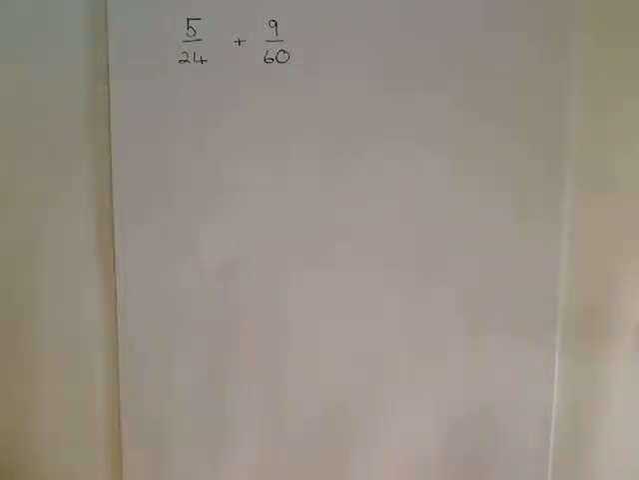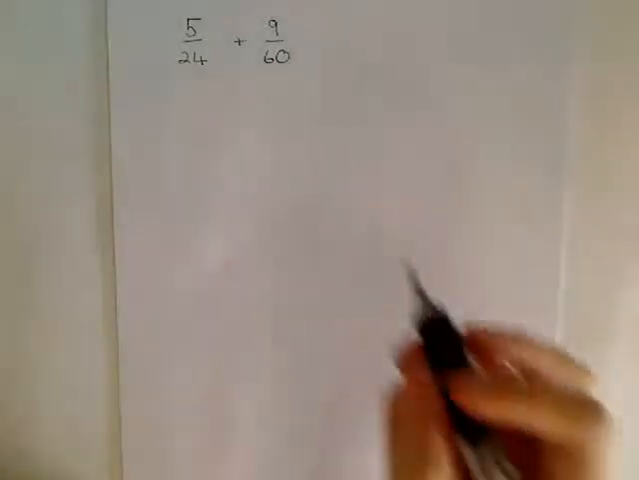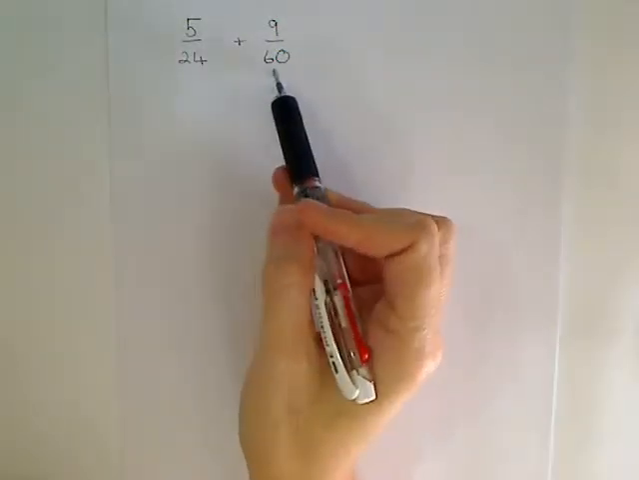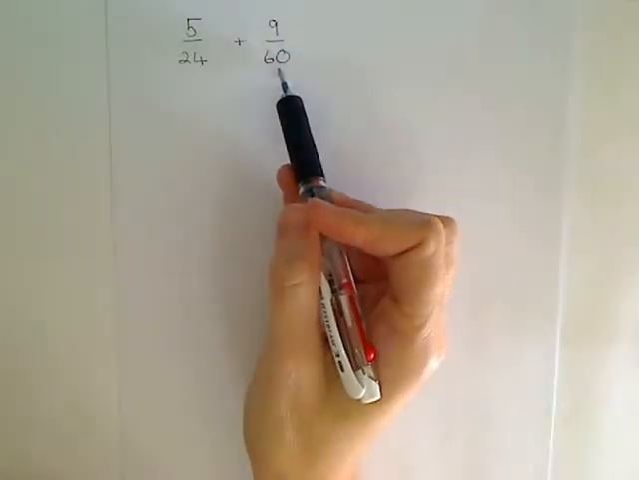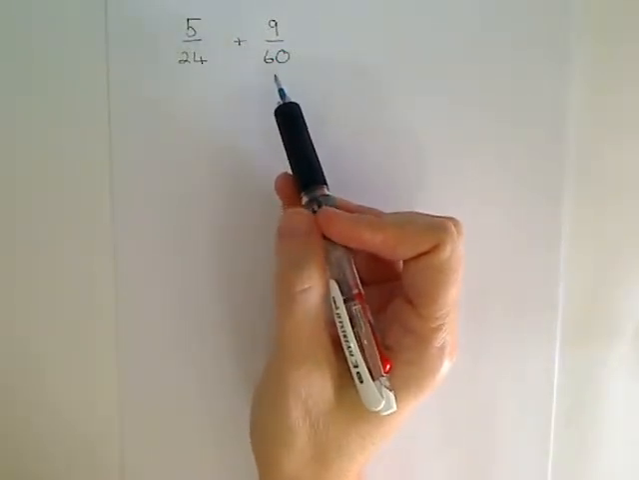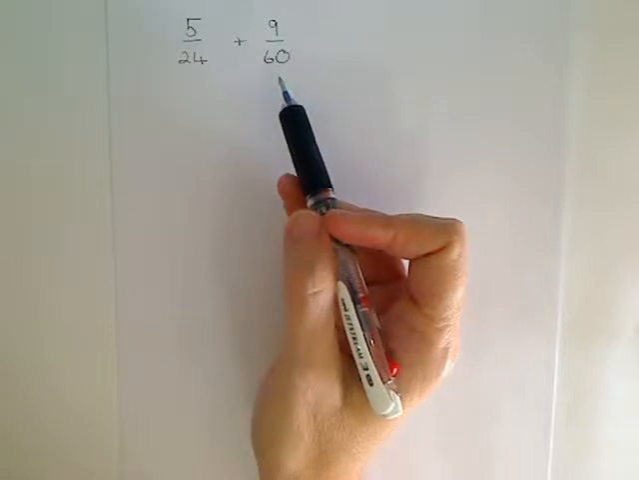We're going to add these two fractions now. I'd love to be able to add them straight away, but I can immediately see I don't have the same denominator. So the parts of my fractions that I'm trying to add are not the same size. So I'm going to have to do something about that.